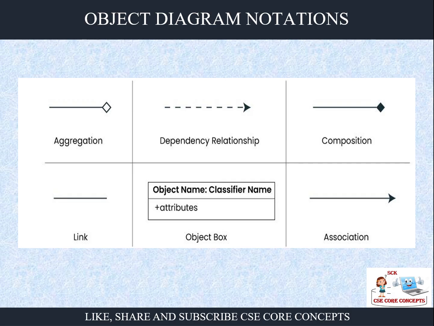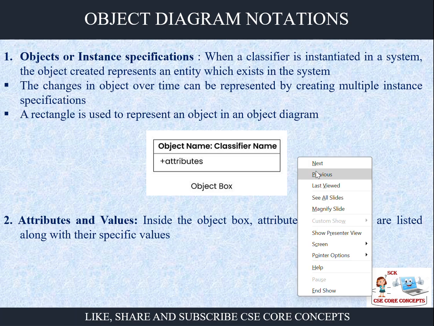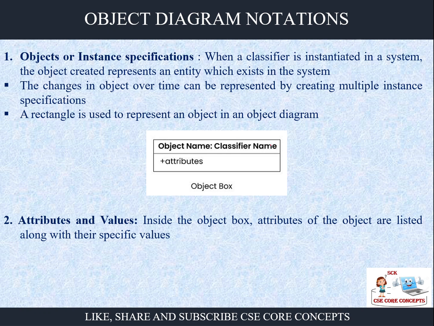So first let us understand some of the notations used in the object diagram. Let us get started with them. The very first thing we need to show here is the object, or what we call an instance. When a classifier is instantiated, it creates an entity, the object. You can see we take a rectangular box and partition this box into two parts. The top part will contain the classifier name or the object name.